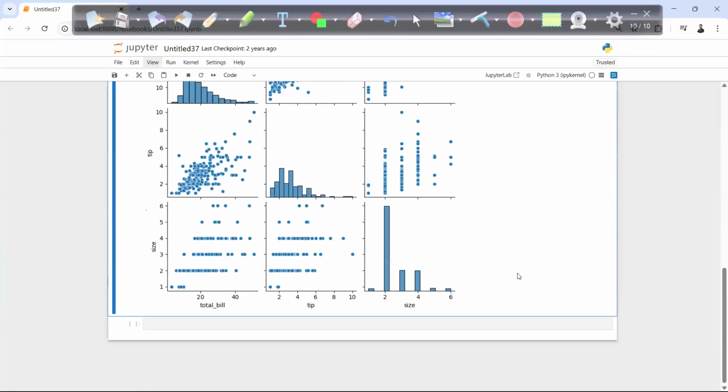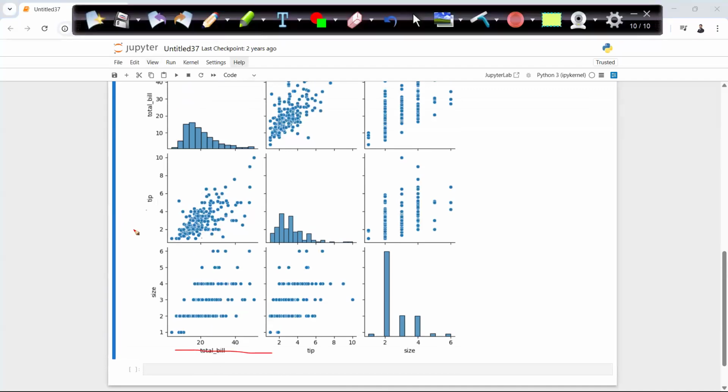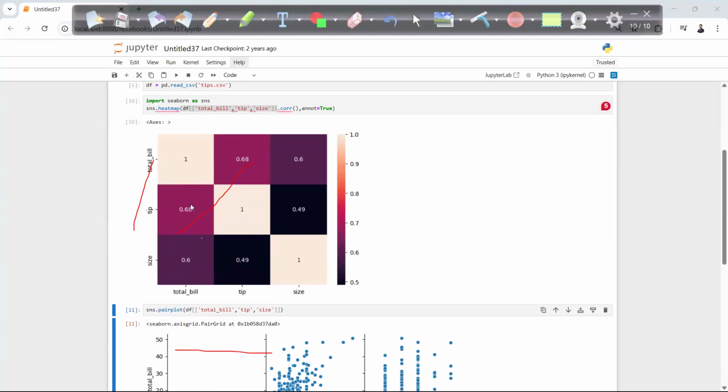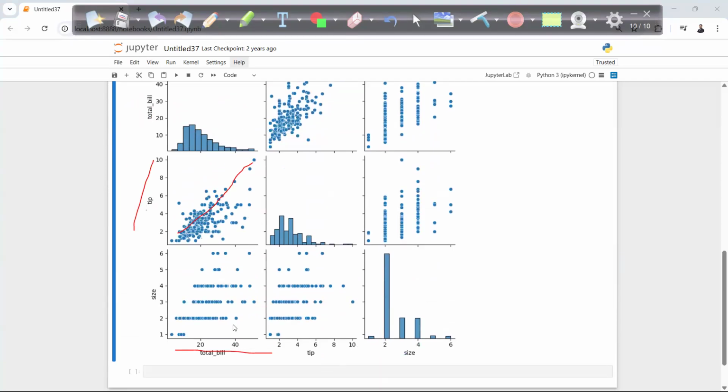Here you can see, when my total bill is increasing, my tip is also increasing with some outliers, but you see a positive relation, right? And as you see a positive relation, you can see total bill and tip is coming out to be 0.68, right?